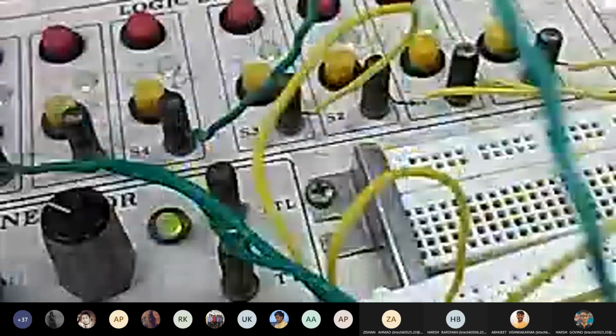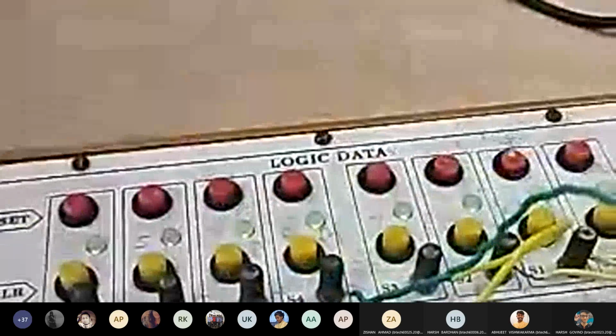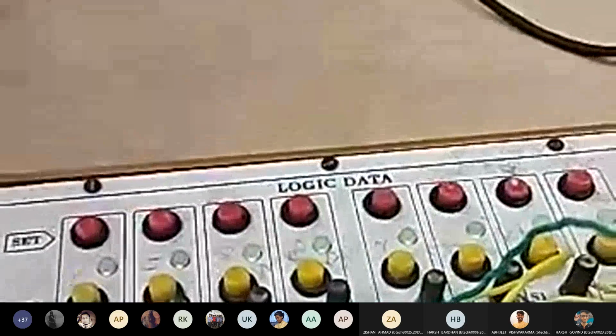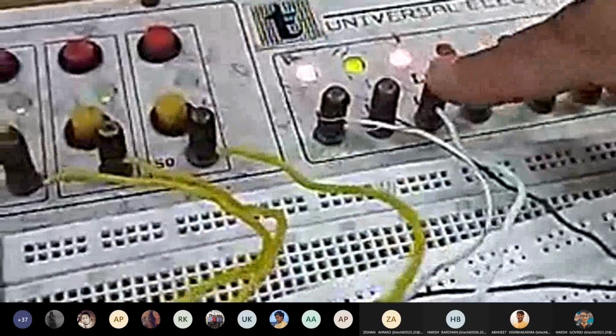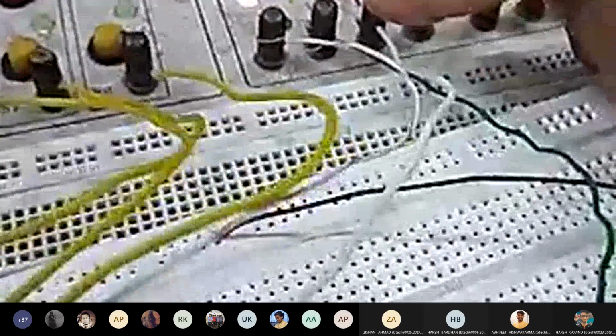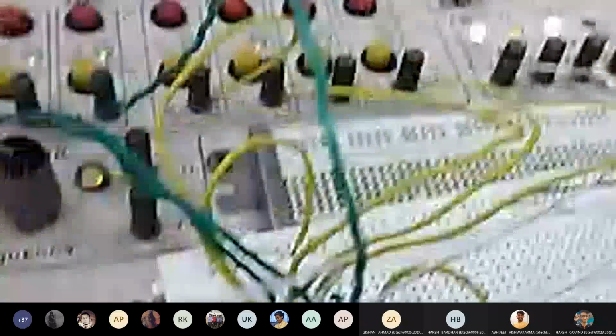That is the 7-1 pin. See here, we have the 7-1 pin, that is pin number 7. 1, 2, 3, 4, 5, 6, 7. This is your pin number 7. This one. Okay, we will see the value now. This should glow.